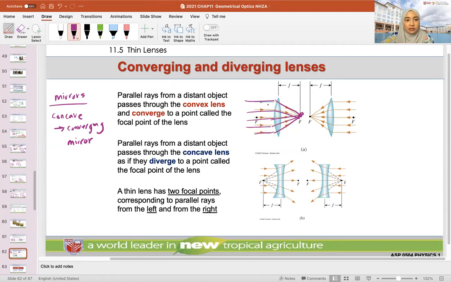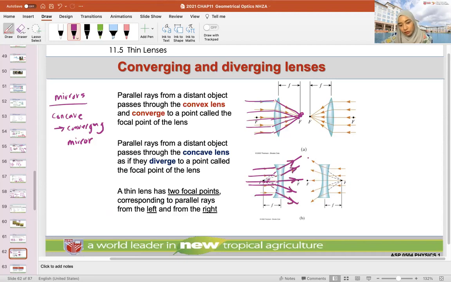So convex lens adalah converging. Kalau mirror, concave adalah converging. So parallel rays from distant object passes through concave lens and diverge. So this is your rays and your focal point is in front of the lens. Kat depan ni. So dia punya light rays akan diverge. Again, this is imaginary because your lens is not supposed to reflect, right? It's supposed to let the light pass through. So this is imaginary. And what goes through is actually as if it is coming from the focal point.